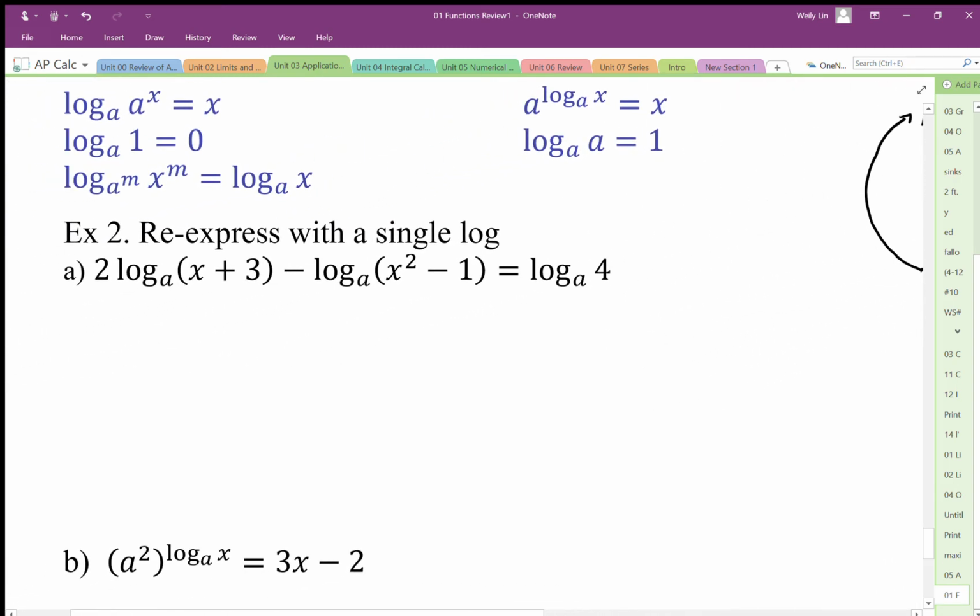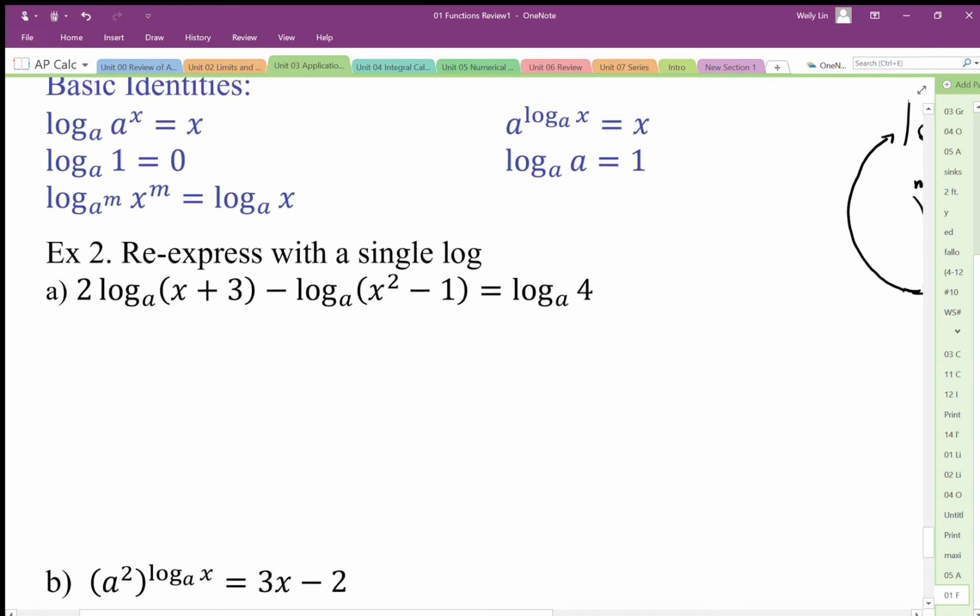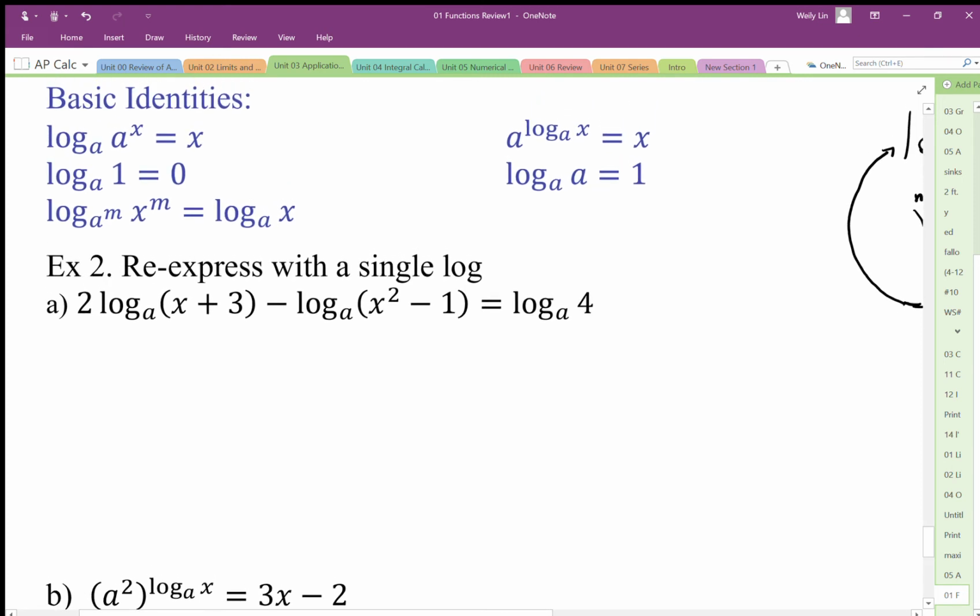Now you don't need any of these properties because we can do logs multiple different ways as long as you're not making up some new rule. And that's the big thing about logs. Don't make up some new rules that don't exist. Okay, so let's re-express this as a single log. So we're gonna put this into the exponent into the log.